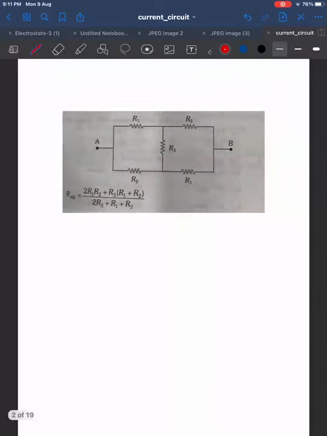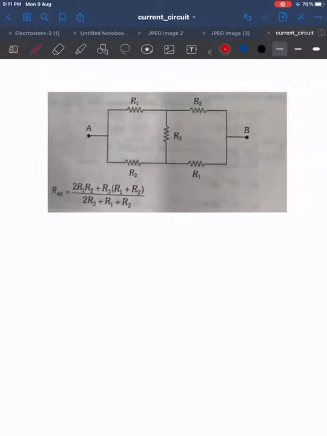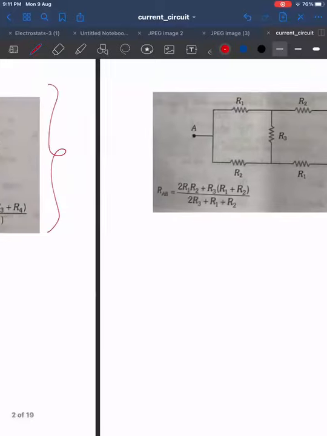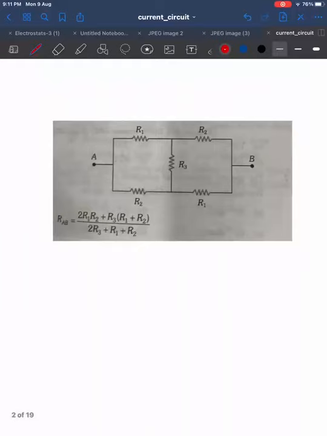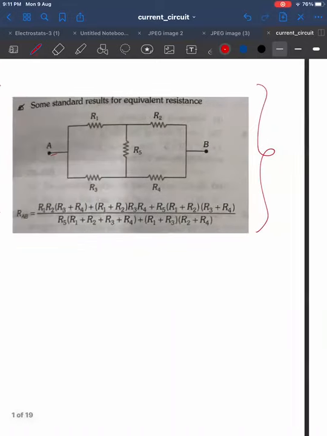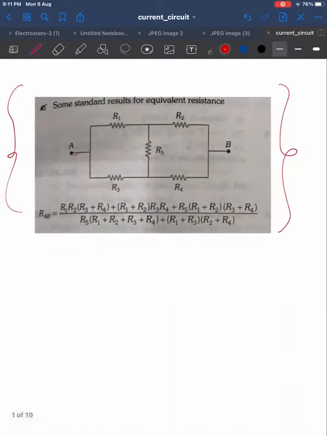Now, if you look at this circuit, this is one more type of circuit which looks like the previous circuit. Just check. But over here, these two resistors have the same value and these two resistors have the same value. Over here, all five have a different value. But the circuit formation is the same.